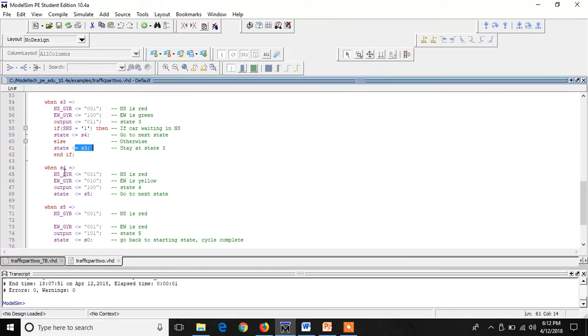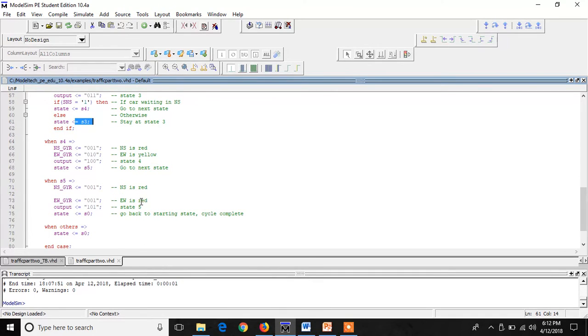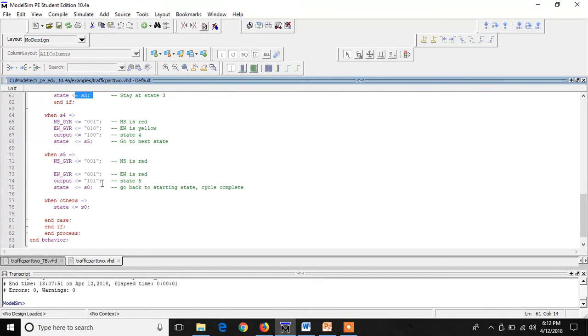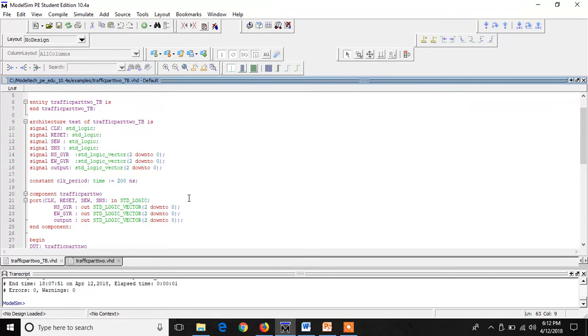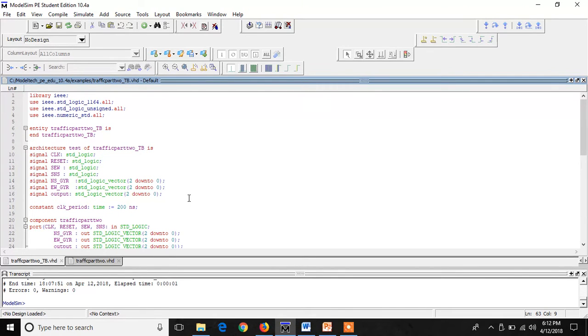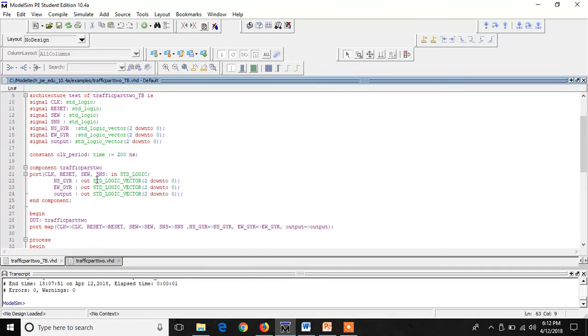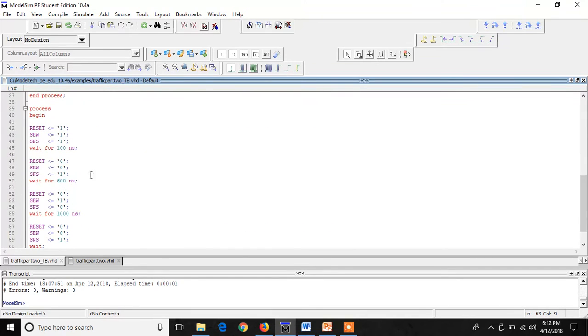When you're in the next state, S4, this is where north-south is red and east-west is yellow, and then east-west becomes red. And basically this is the last state, and then it just goes back to state 0 and starts all over again. Here's the test bench code. For the test bench code, I used the same code as in part 1, same inputs, except I added a sensor for the north-south direction. So I'll just show you the simulation for this.